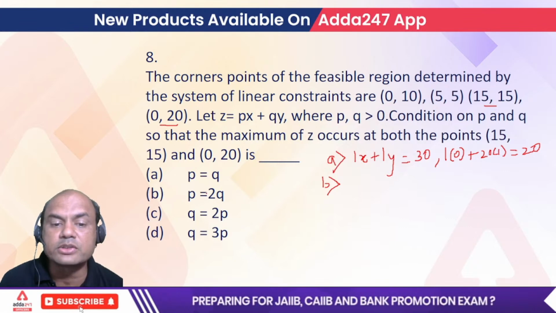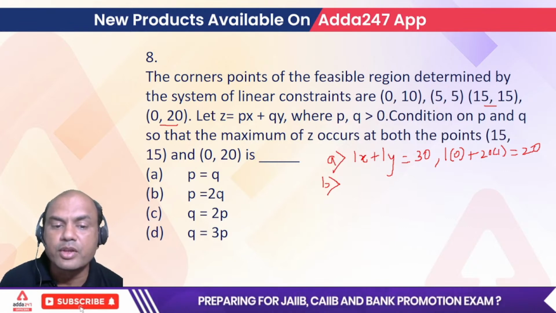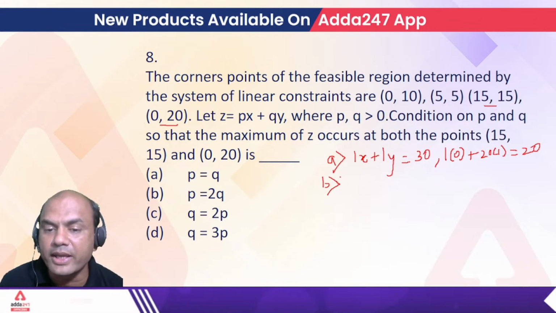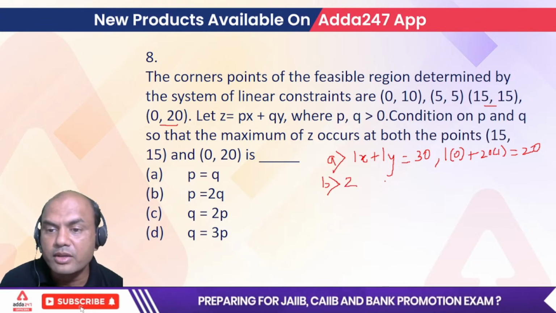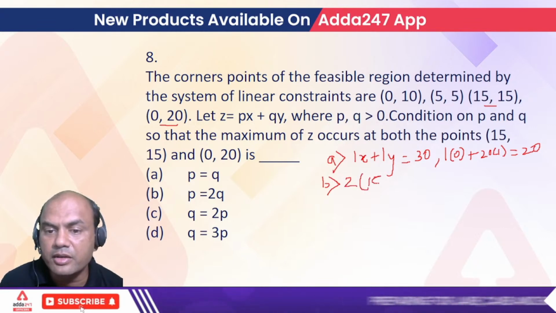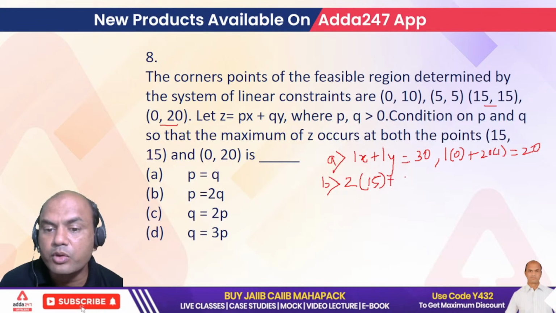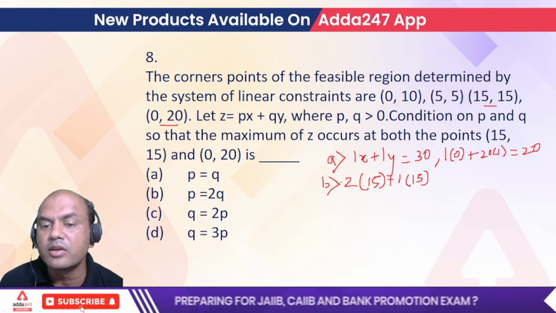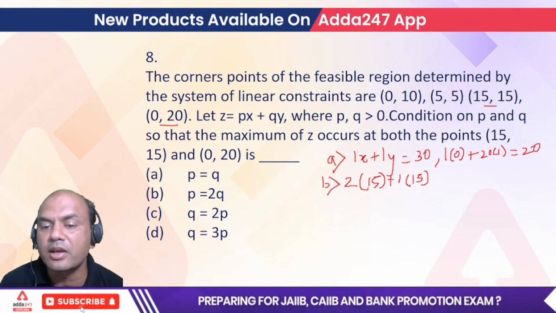P equals to 2Q condition. So try this again. Put 2 in place of P and 1 in place of Q. So 2 into X, so 2 into 15, right, plus Q is 1 only, 1 into 15. Okay, so what is the answer? 30 plus 15, 45.